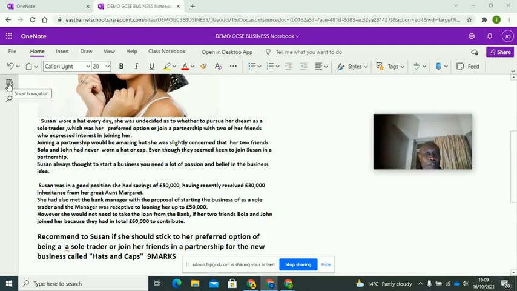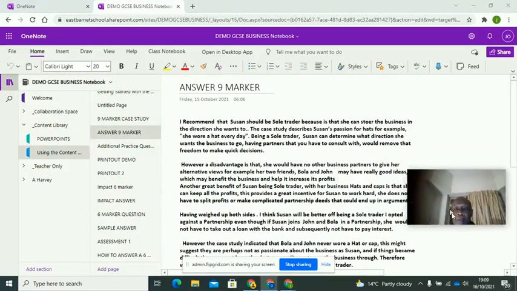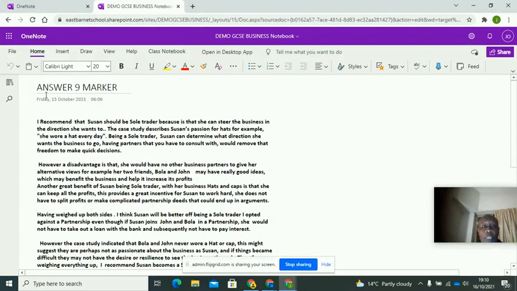Okay, so let's go through the answer. And while we're going through the answer, please bear in mind, your teacher's structure could be very different from this. There's so many different ways of answering a recommendation question. So please follow your teacher. Your teacher will be correct.